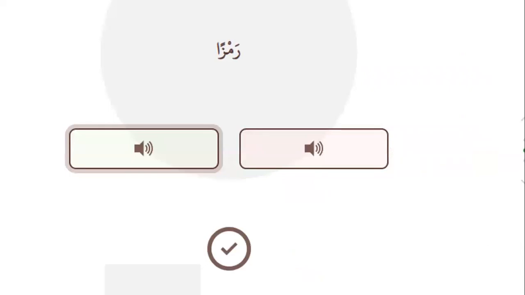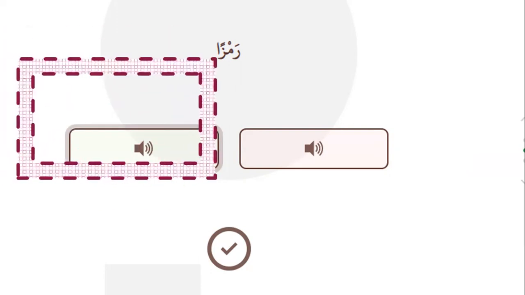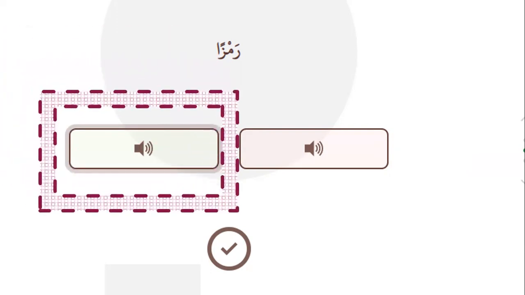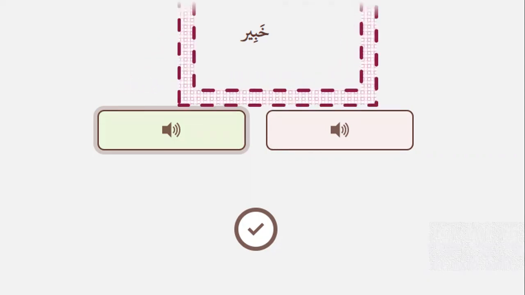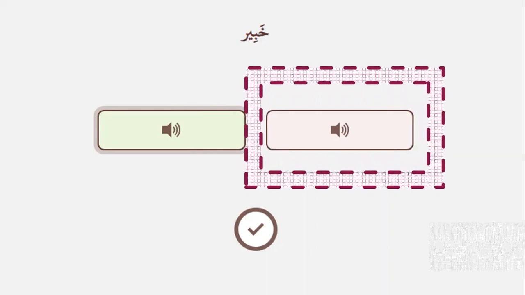Look at the word. Listen to the correct pronunciation. Number one, Ramzan. Number two, Ramzan. Ra or Ra? It's Ra. Number two, Ramzan. Yes. Look at the word. Number one, Khabir. Number two, Khabir. Number one is light. Number two is heavy. Which one is which? Number one, Khabir. Heavy? No, light, not heavy.